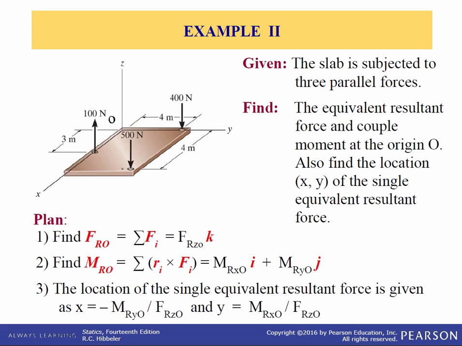So we have this slab here, it's subjected to 3 parallel forces. Find the equivalent resultant force and couple moment about the origin O, and find the location, now that would be an XY location, of the single equivalent resultant force. So first we're going to find the summation of forces, then we're going to sum moments, and we're going to have moments in 2 different directions here. This is a 3D problem. And then find the location of the single equivalent resultant force by using these 2 equations here.